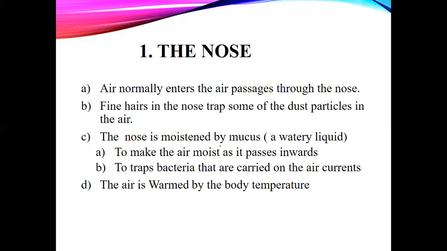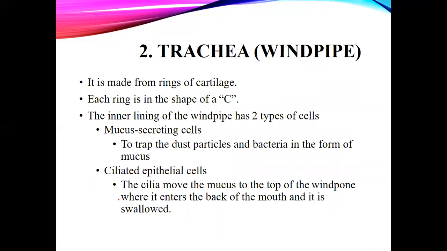The nose is moistened by mucus. Mucus is a watery liquid. It makes the air moist as it passes inwards and helps to trap bacteria that are carried on the air currents too. And the air is warmed by the body temperature. That's the reason why, whenever you try to clean your nose, we blow out some stuff from it that is normally darkish in color. The meaning is that all of these things which have been collected are expelled from the body through your nose.